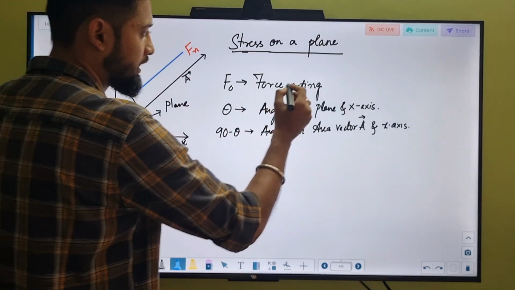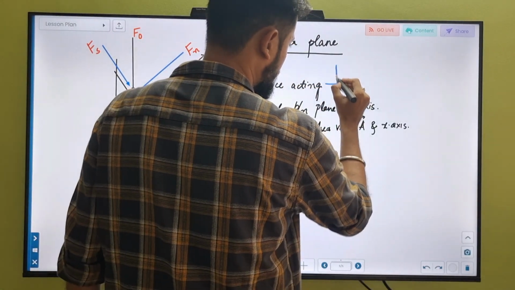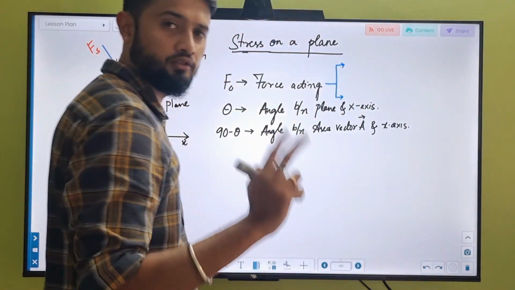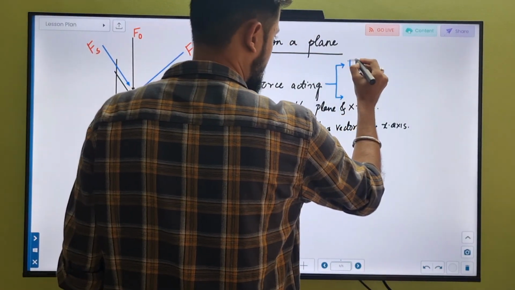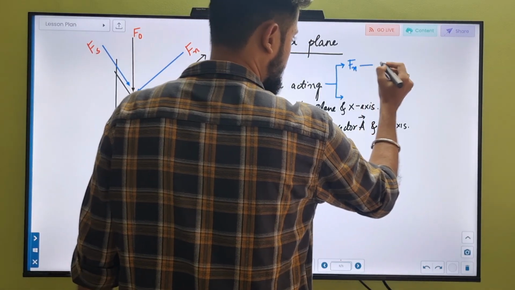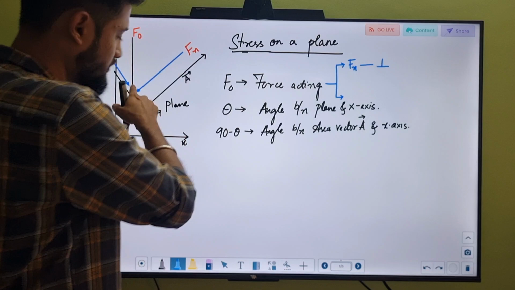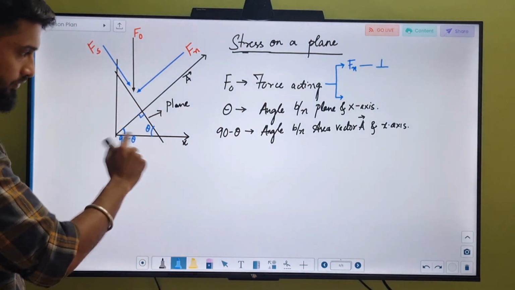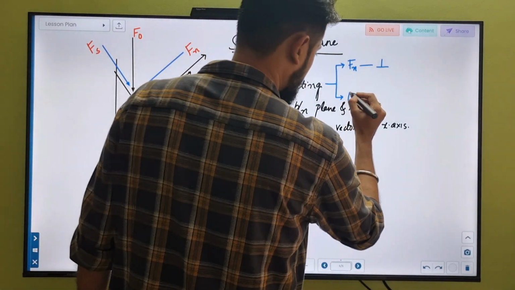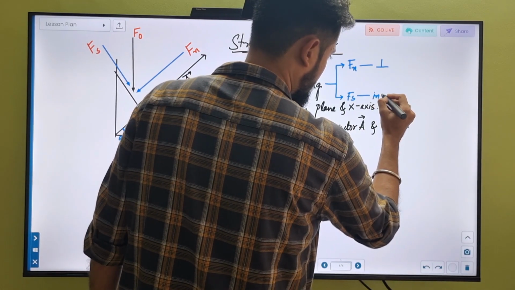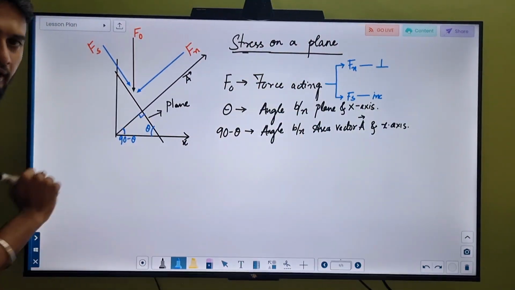When the force F naught is acting, it breaks into two components: Fn, which is perpendicular to the area or the plane, and Fs, which is inclined to the plane.